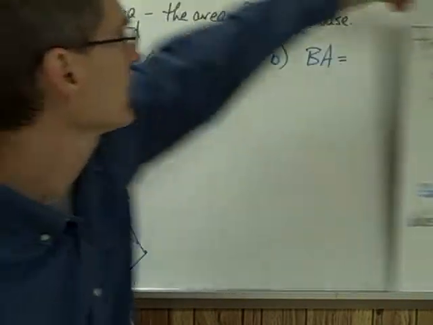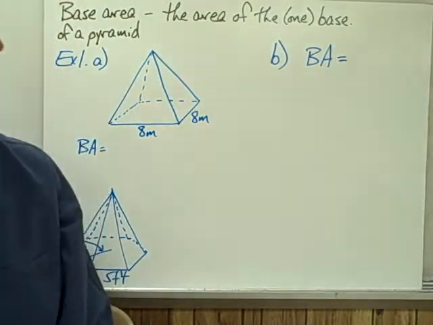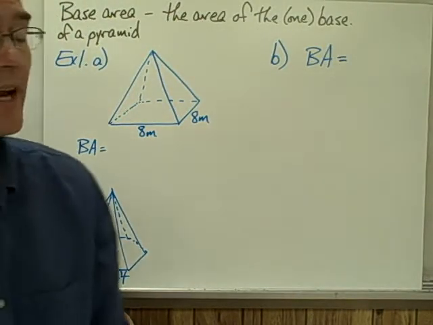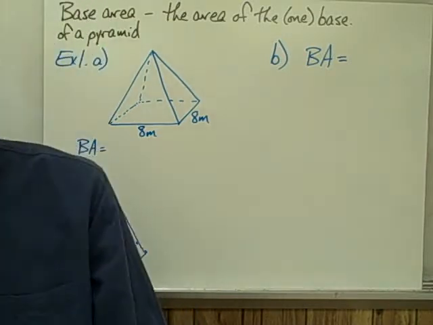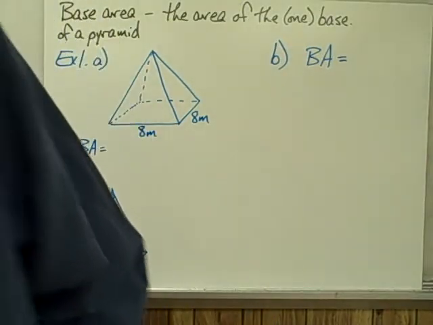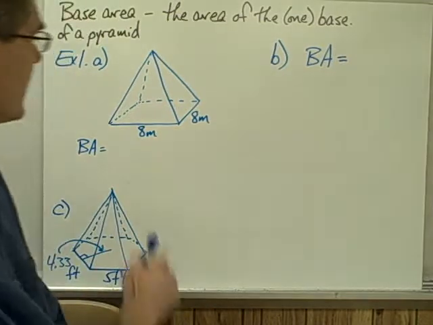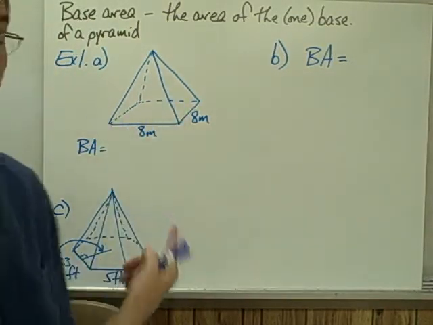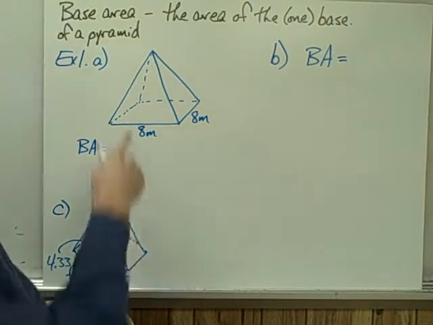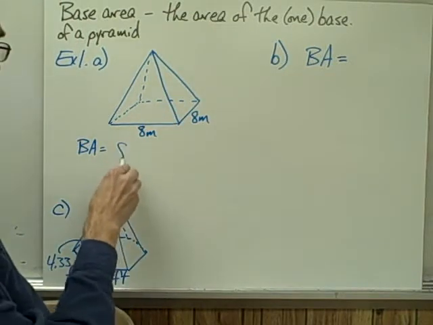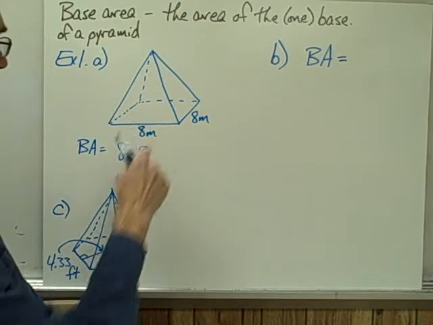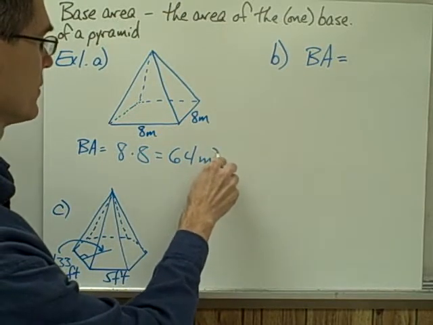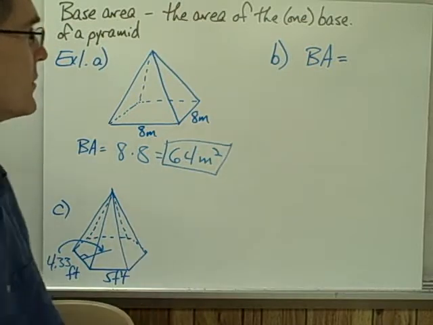So let's take a look at how we calculate the base area. Well, the base area of a pyramid is just the area of the one base. So for a rectangular pyramid, since it's a regular pyramid, that means we have a regular rectangle, which is a square. The base area is just the area of a square. Well, one side of my square is 8, so my base area here is 64 square meters.